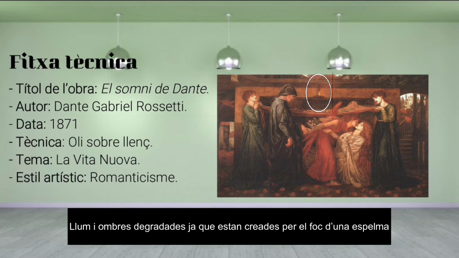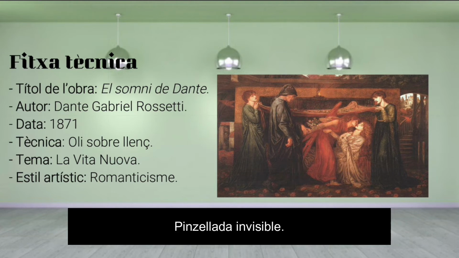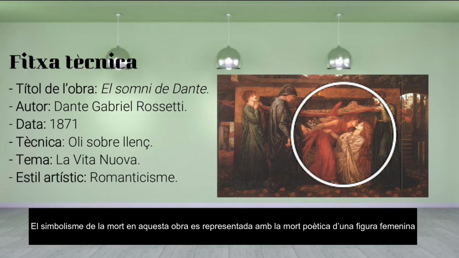Lights and shadows are degraded because they were created by the light of a candle, with invisible brush strokes. The symbolism of the death in this picture is represented by the poetic death of a feminine figure.